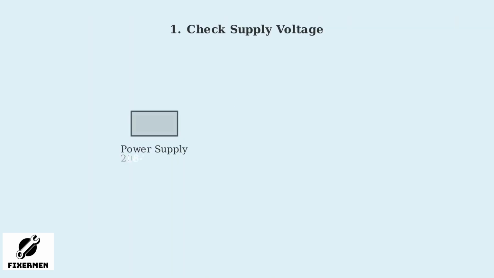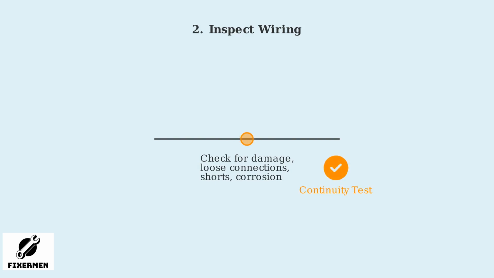Start by checking the supply voltage to ensure it's within 10% of the rated voltage, typically 208 to 230 volts. Low voltage can cause the compressor to draw excessive current. Next, inspect the wiring for any signs of damage, loose connections, shorts, or corrosion. Check continuity using your multimeter.